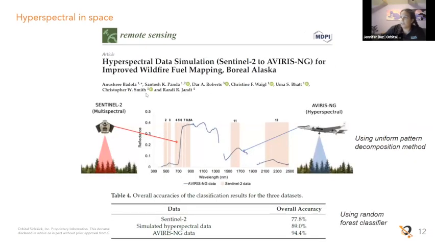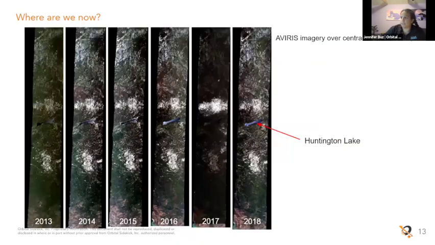And here's just another related study showing how if you mimic this hyperspectral data at satellite observations, again, you start to see pretty dramatic increases in accuracy of whatever classifier you're using. In this example, it was for tree type classification. And here's just one more example of AVIRIS imagery.